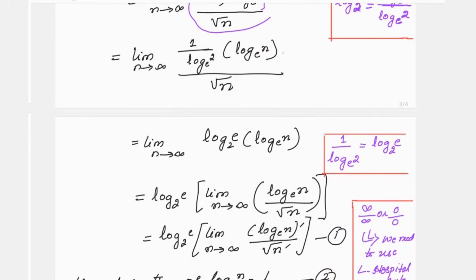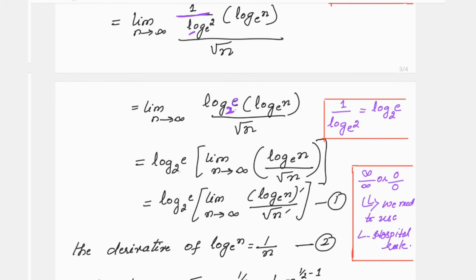Then further simplification you can write down, because in this expression 1 divided by log 2 to the base e, when you try to bring this term to the numerator, it will be log e to the base 2. You have to reverse this. You want to bring this term to the numerator, it will become log e to the base 2, and the remaining expression is as it is, divided by root n. So now you will take this term outside, then limit n tends to infinity, this term log n to the base e divided by root n.